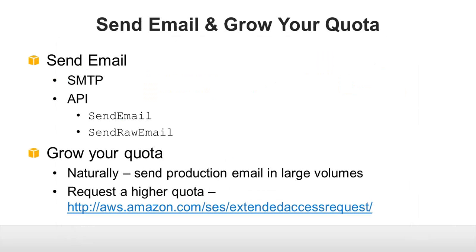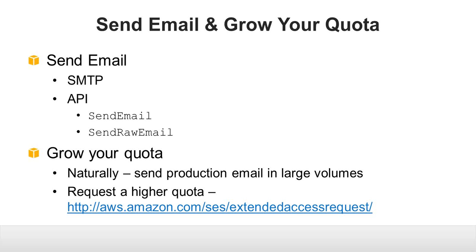Our final getting started step is to send email and grow your quota. We offer several different ways for you to send email via Amazon SES, and you should use whatever is easiest to integrate into your systems. You can send via our SMTP interface or through one of 2 different API actions, SendEmail and SendRawEmail. Once you have integrated your systems into Amazon SES, you will start to see your quota grow if you send your production email through and send as much of your quota as possible, as I mentioned earlier.